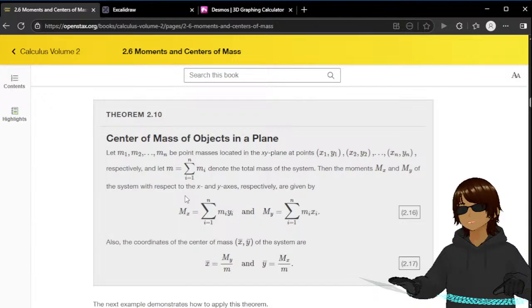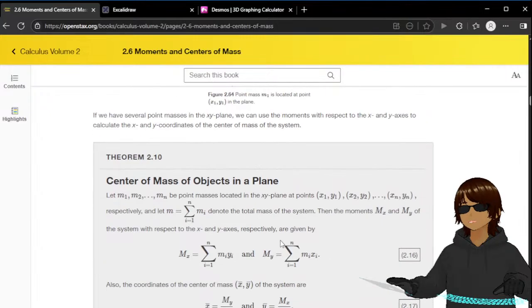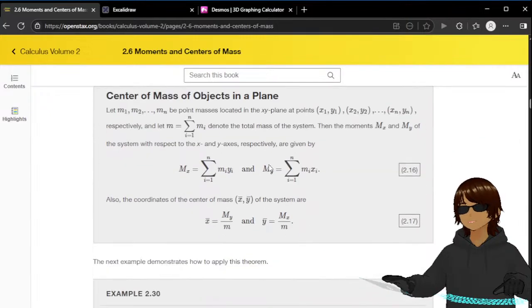So Mx is all the mass times y, and the moment with respect to the y-axis would be the mass times the distance from the y-axis. Also, the coordinates of the center of mass of the system are: x is My divided by m, and y is Mx divided by the total mass.